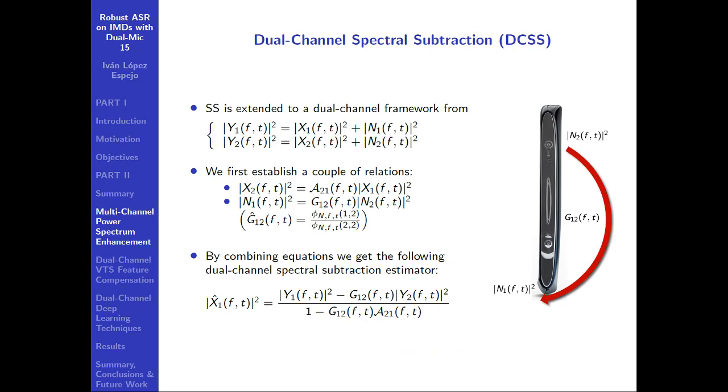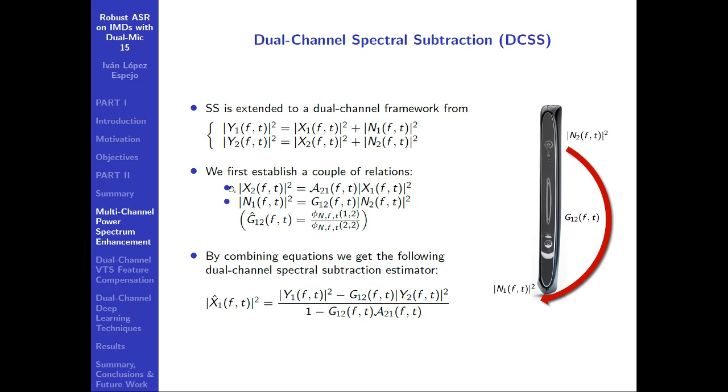Our first technique is dual-channel spectral subtraction, which extends spectral subtraction to a dual-channel framework. First, we consider our dual-channel speech distortion model in the power spectral domain, and we neglect the channel noise. In this respect, I should mention that during our experimental evaluation, we will generally apply cepstral mean normalization for channel compensation. The first equation corresponds to the primary microphone of a device, and the second equation corresponds to the secondary microphone. Then we establish a couple of relations.